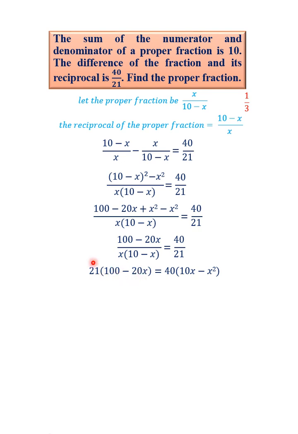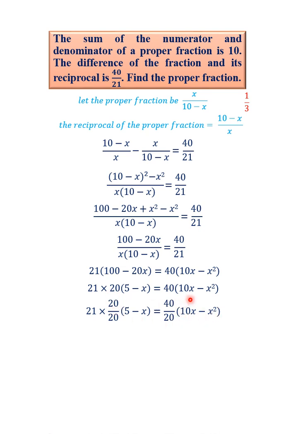So if we factor out 20 to multiply this 21 here, we have 21 times 20 into 20 divides 100 gives 5. 20 divides negative 20x to give us negative x, equal to 40 multiplied by this. Now we can divide both sides by 20 because 20 is here and 20 can also go into 40. If we divide both sides by 20, we have 20 times 21 all over 20 into 5 minus x equal to 40 all over 20 into 10x minus x squared.